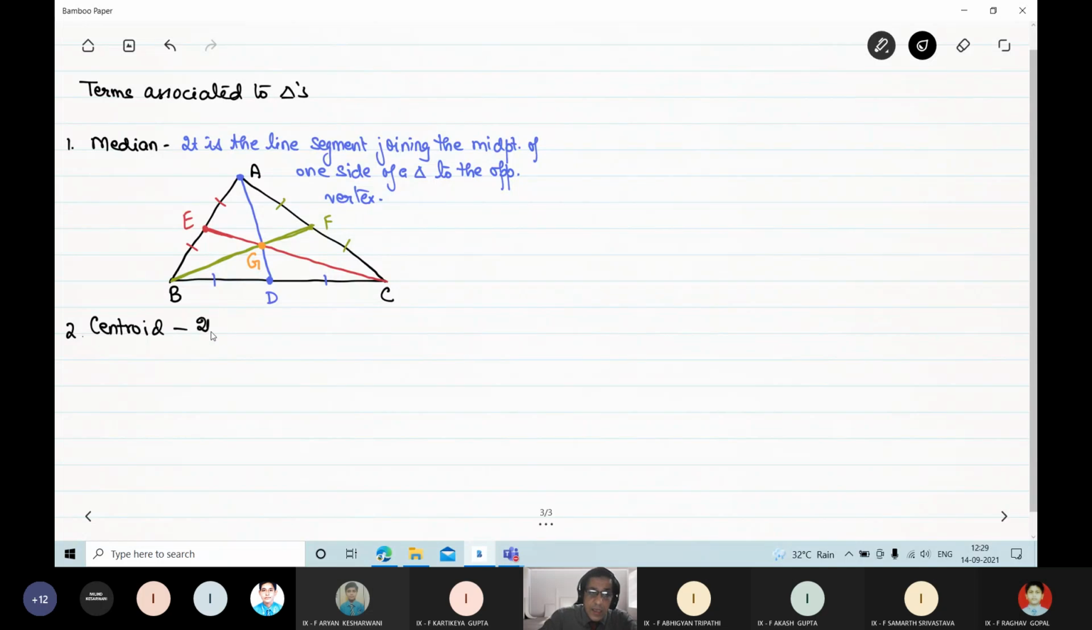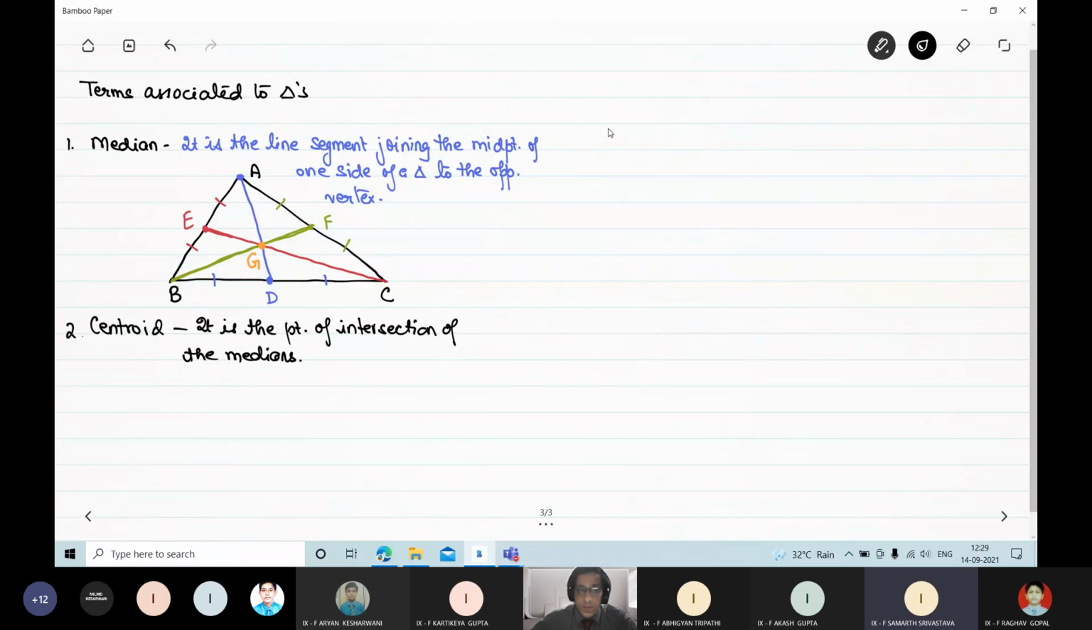So it is the point of intersection of the medians. And it is always represented by capital G. Is this clear to everyone?